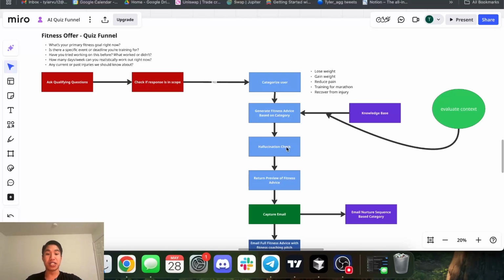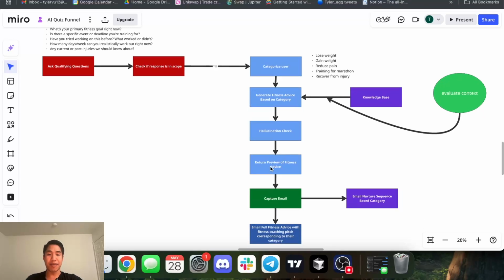And the whole point of a hallucination check is making sure every fact mentioned in this answer, or in this fitness advice recommendation, is actually pulled from the context provided, because we don't want to send out bad advice. Okay, and again, we're gonna log all this in the actual dashboard too, okay? And from there on, this is just related to the funnels, like returning a preview of the fitness advice and capturing their email for a lead magnet and things like that.